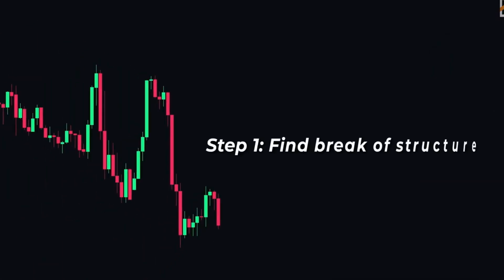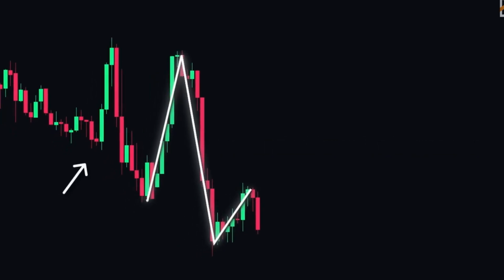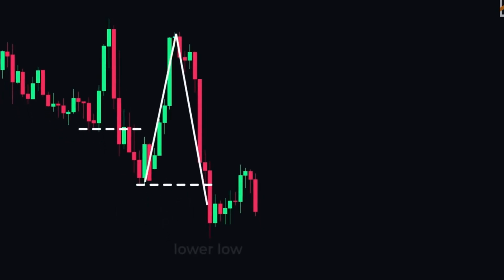So again, the first step is to find a break of structure. Looking at this overall chart, we can see that price is forming lower highs and lower lows, showing a clear downtrend. And right here, we can spot a break of structure as price broke below this low and formed a new lower low. We can also spot another break of structure here as price broke the previous low.